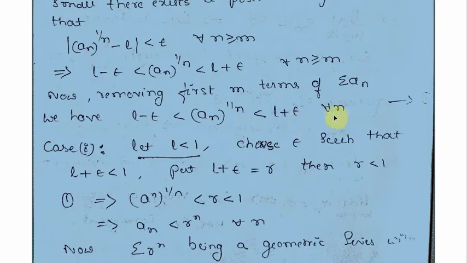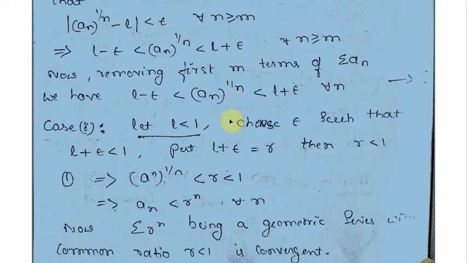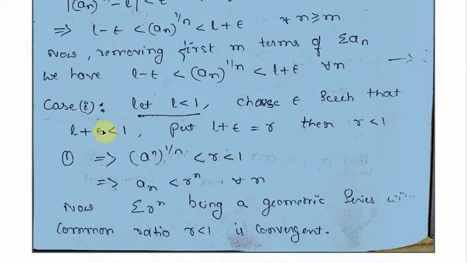I have written here for all n. This is because we have removed first m terms of the series. So, now this inequality holds true for all the values of n. Number this as 1. Now we shall see the three different cases.